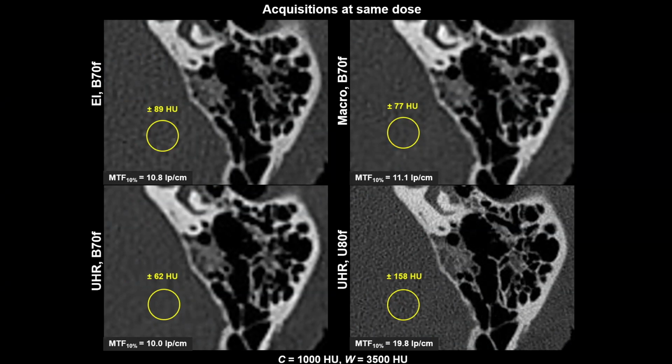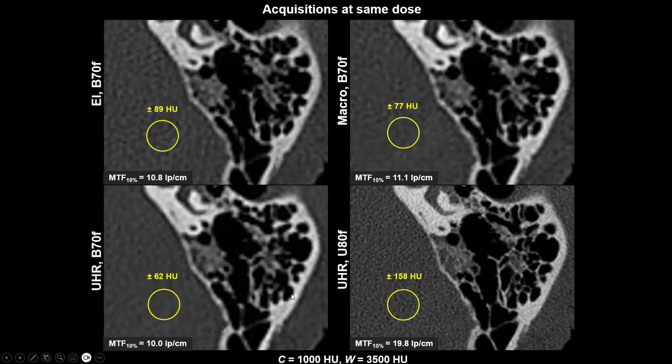Here are examples obtained in a cadaver scan. This is a part of the inner ear of a patient. Top left is a conventional acquisition obtained with an energy-integrating detector, indicated by EI here. And there we measure an image noise of 89 Hounsfield units. However, if we measure the same specimen with a photon-counting detector and use the very small detector pixels of that photon-counting detector, but reconstruct the data to the same spatial resolution as in the energy-integrating system, then we end up with a noise level of only 62 Hounsfield units. So we are able to reduce image noise significantly.